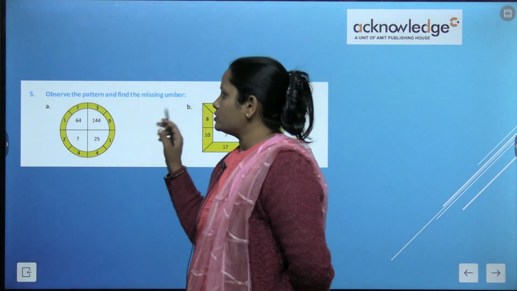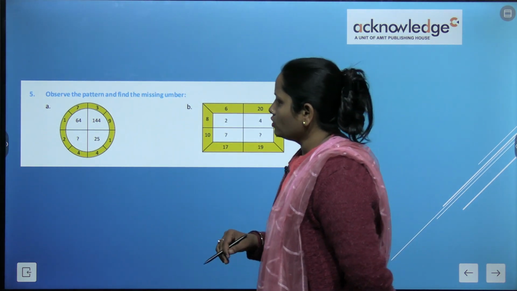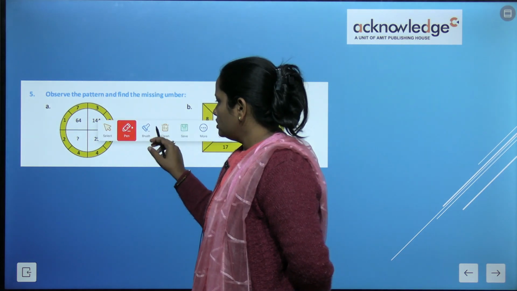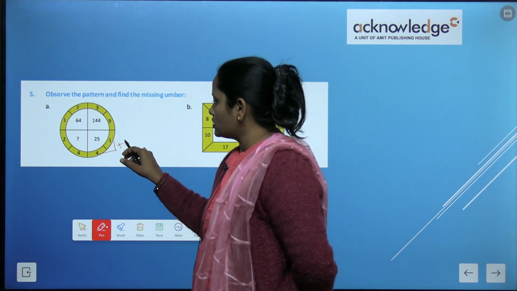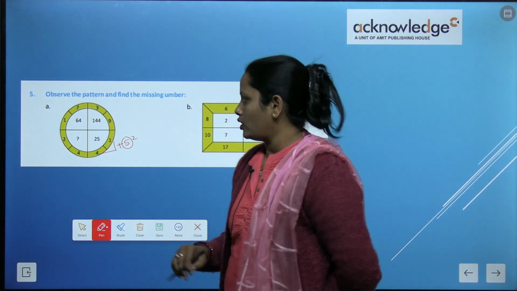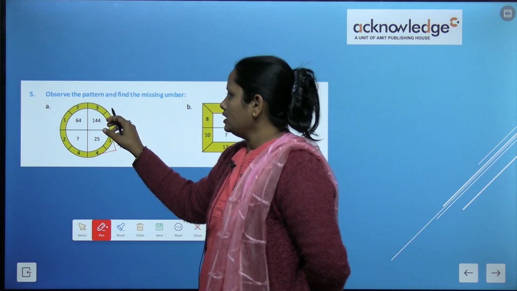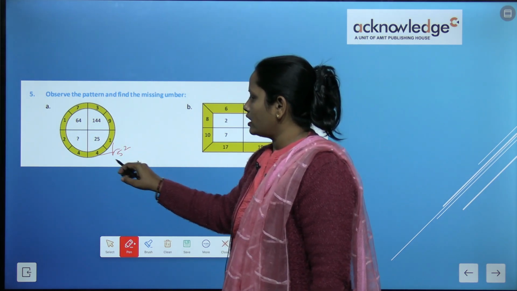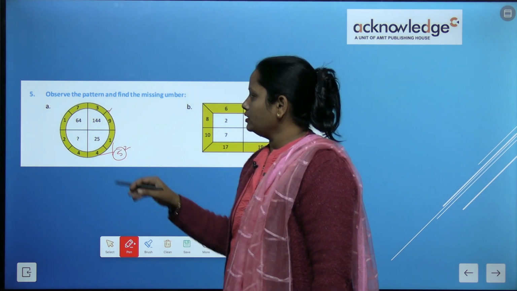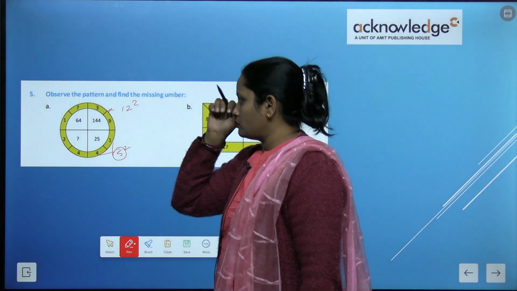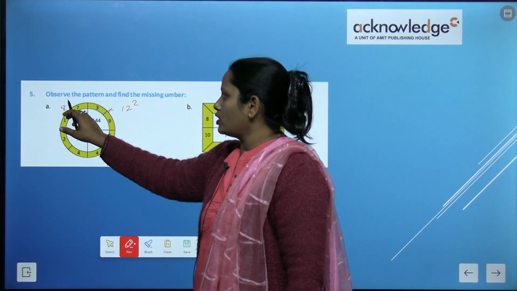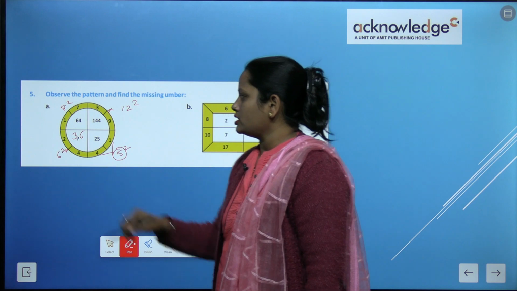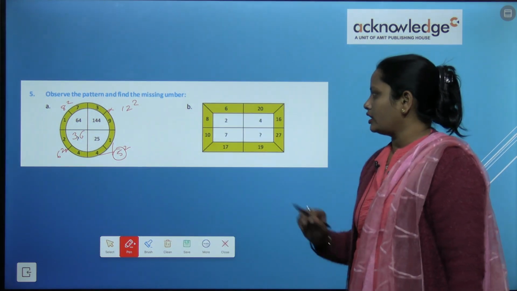Now let's move on to question number 5. Observe the pattern and fill in the missing numbers. So here you can see some numbers are given. It's 4 plus 1, it's 5, so we have to take out the square of 5, which is 25. Similarly, 3 plus 9 is 12 and the square is 144. 7 plus 1 is 8. So the square of 8 is 64. Now 2 plus 4 is 6. The square of 6 is 36. So like this, children, you have to find the answer of this question.